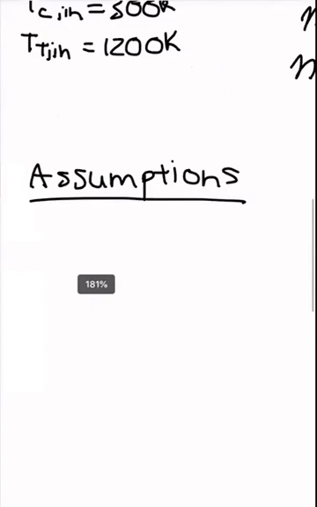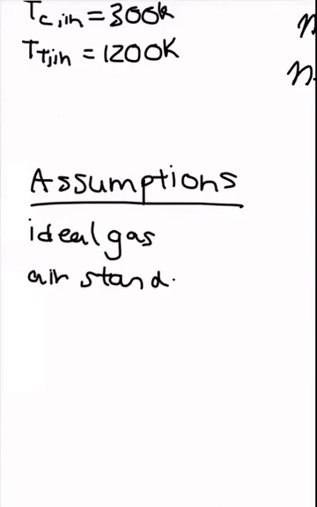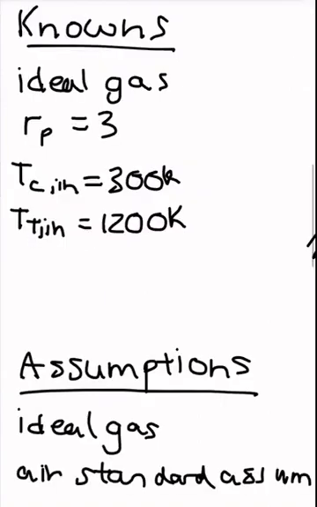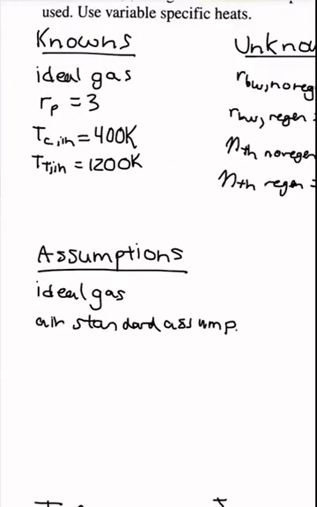So our assumptions, like I said, we're an ideal gas, and we have our air standard assumptions. Up here I said 300, but it should be 400, like the problem said. And remember, we just talked about our air standard assumptions in the beginning of the video.